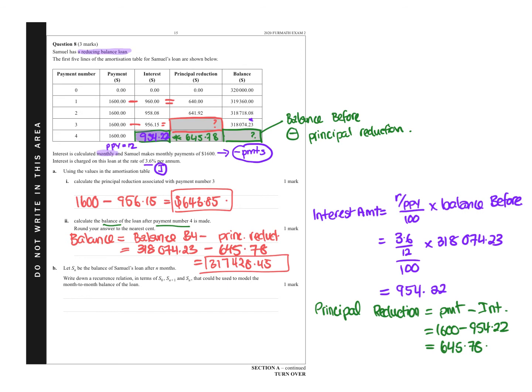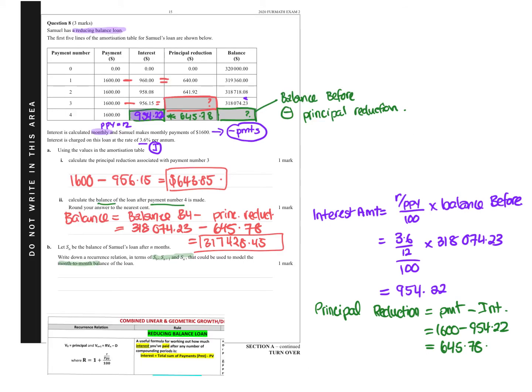Okay, looking at the next question, it says write down a recurrence relation in terms of S0, S(n+1) and S(n) that can be used to model the month-to-month balance of the loan. So we might want to go and look at our reference sheet, and we want a recurrence relation for a reducing balance loan. So let's go find that. Okay, so we can see we've gone to reducing balance loan, and I'm in the recurrence relation formula, so I need to write this out.